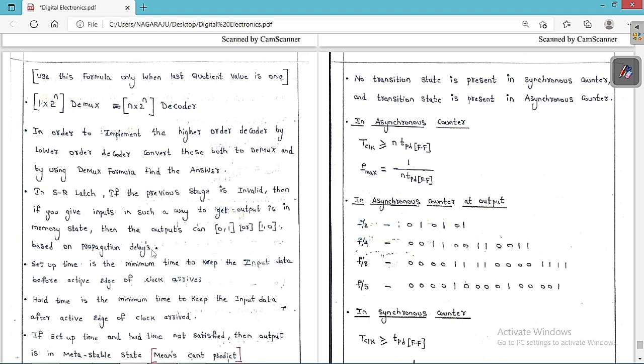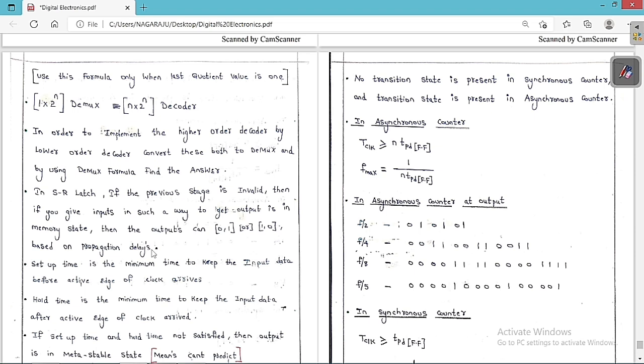Invalid state means both the states are the same. So after the invalid state, if you give the memory input, which corresponds to memory, then it will never be the previous state. It will be either 0,1 or 1,0 based on which of the devices is acting very fast. So in SR latch, if the previous state is invalid, and you give inputs in such a way as to get the outputs in the memory state, then the outputs can be either 0,1 or 1,0 based on the propagation delays.